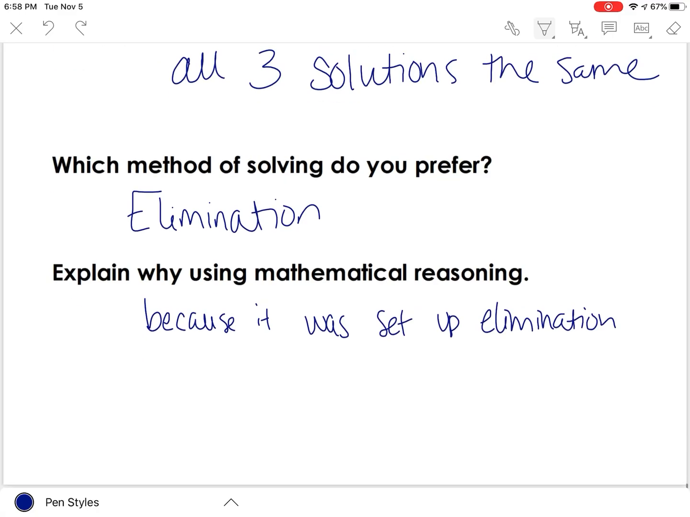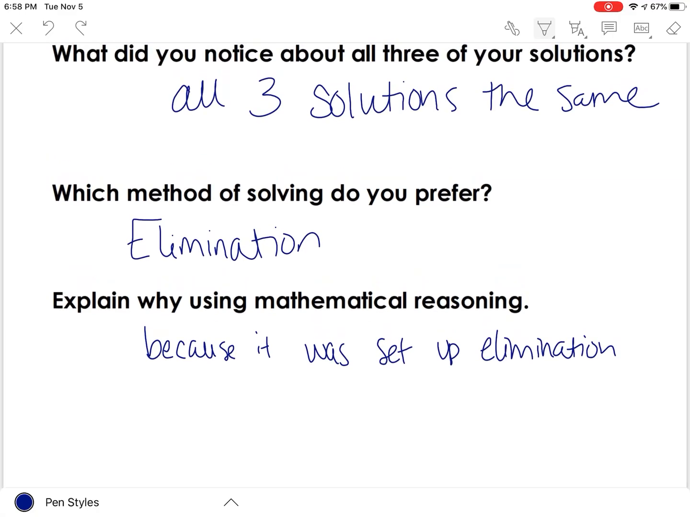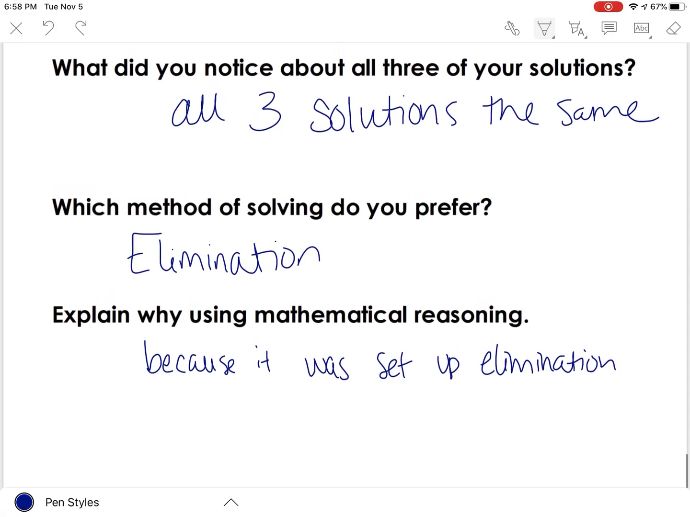Okay. Now there's a little bit of personal preference. If you don't like elimination, you could always rearrange your equation to use substitution or graphing if those are one of your preferred methods. But you can also base your preferred method or your method of choice off of what the system is set up for.